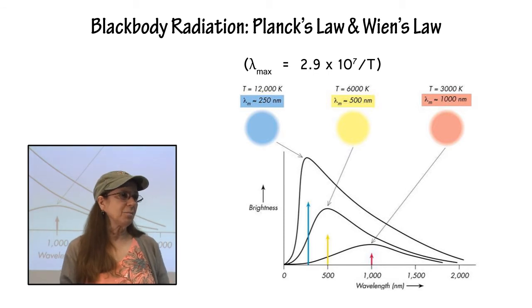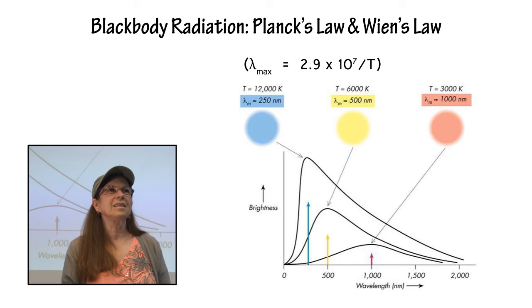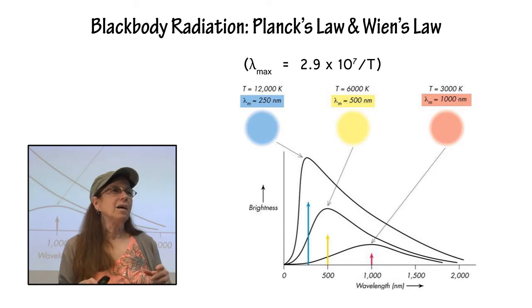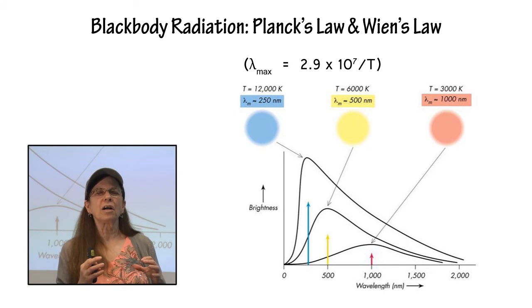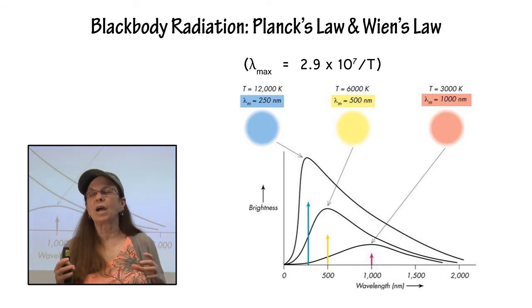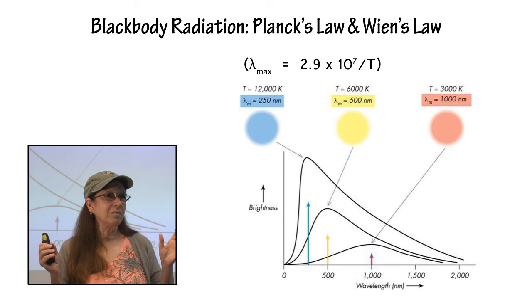Blackbody radiation, Planck's law and Wien's law. Blackbody radiation is a mental model, a theoretical construct: an object that absorbs every single bit of radiation that falls on it and then radiates every bit of that radiation back away. So it neither gains nor loses any energy. It takes everything that comes in and gives it all back away again.